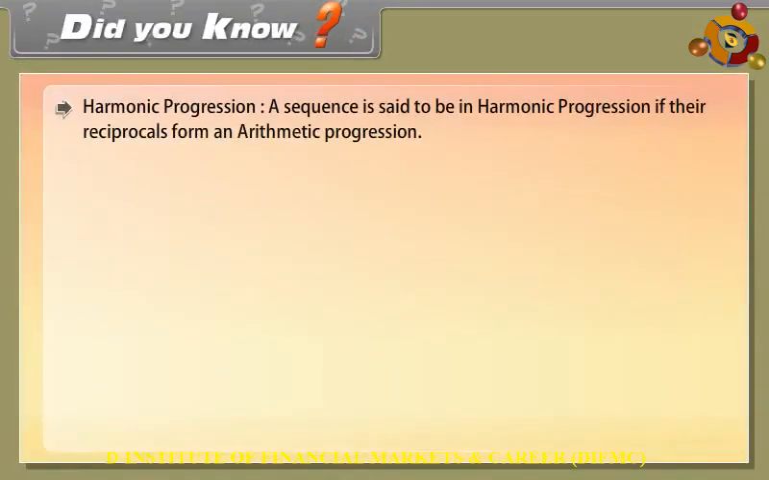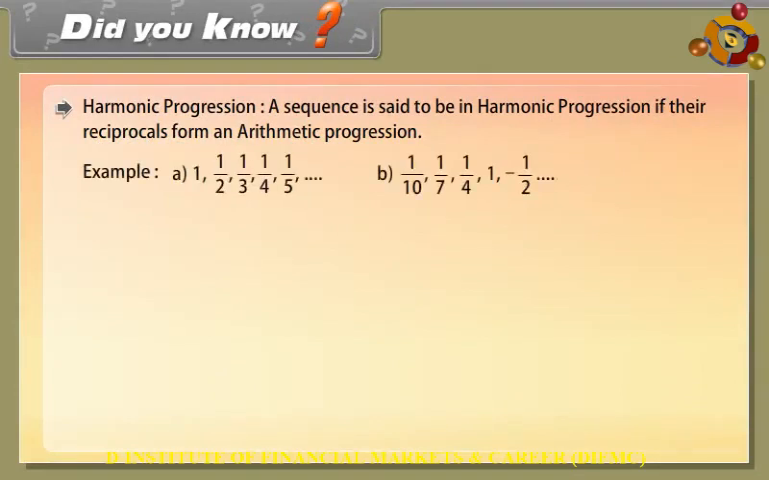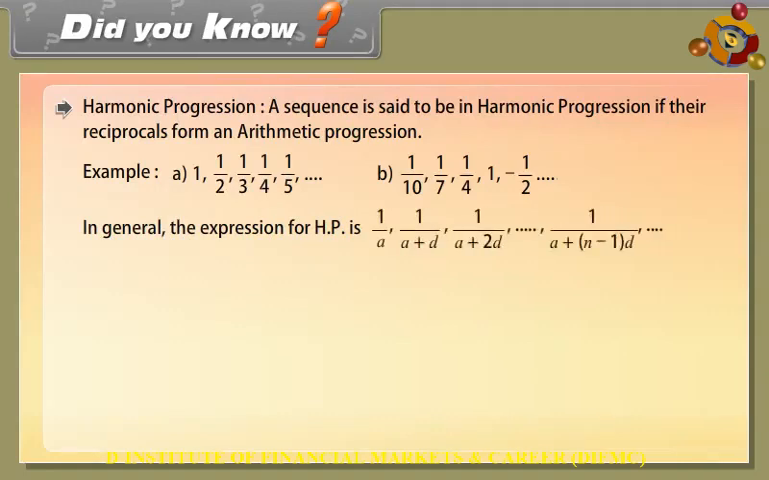Did you know? Harmonic progression. A sequence is said to be in harmonic progression if the reciprocals form an arithmetic progression. Example: 1, 1 by 2, 1 by 3, 1 by 4, 1 by 5, and so on. 1 by 10, 1 by 7, 1 by 4, 1, minus 1 by 2, and so on. In general, the expression for HP is as follows.